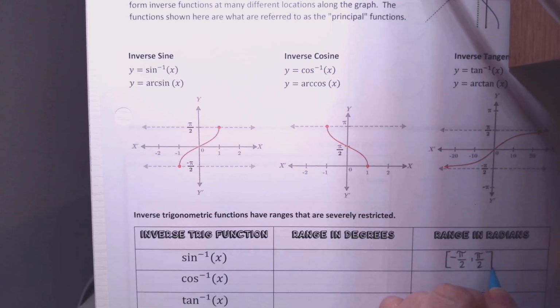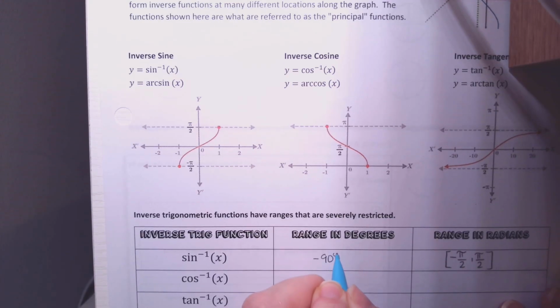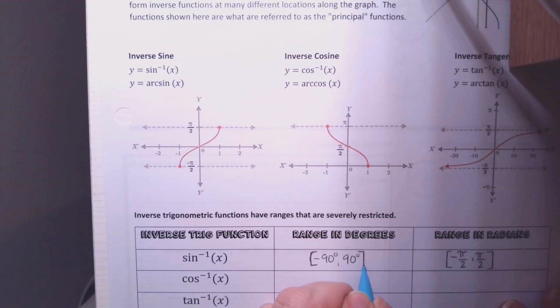Including both of those. If we were to write that in degrees, pi over 2 in degrees is 90 degrees. That would be negative 90 degrees to 90 degrees. Square bracket, including both of those.